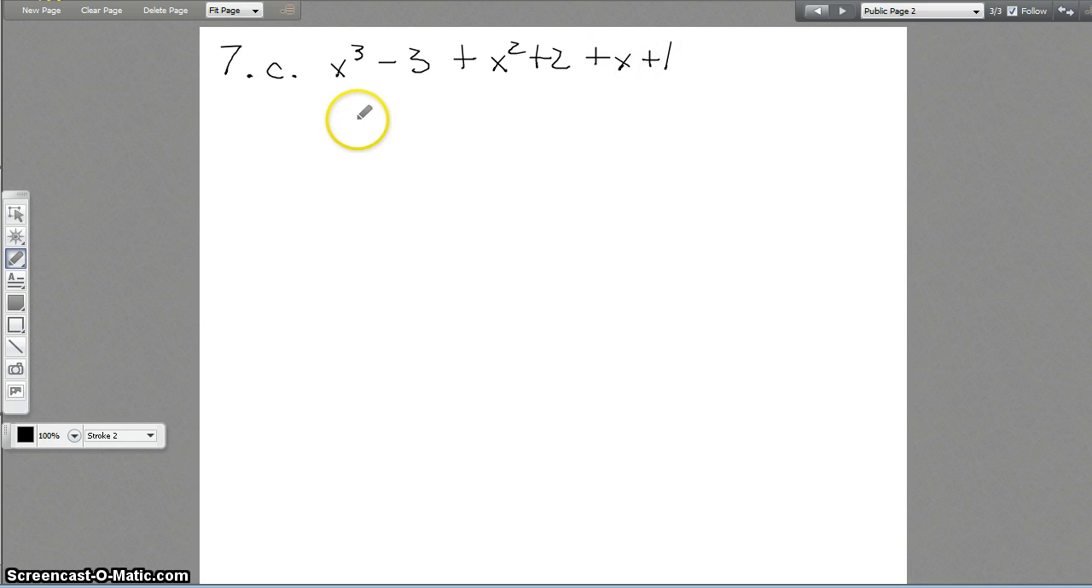Okay, so to add all these together, first I'm going to write them down in nice columns. I have an x squared. I'm going to leave space for x cubed. I'm going to leave space for an x squared term, for an x term, and then I have minus 3.